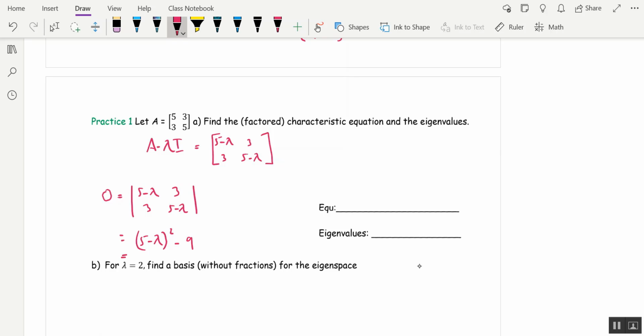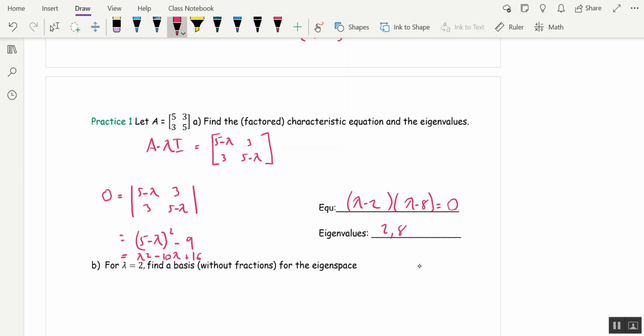Down here, 0 equals, so I still have the zeros on the left, lambda squared minus 10 lambda plus 25 minus 9 is plus 16. All right, so my equation equals 0, and I want to factor it. Not too hard. I think 2 and 8 would work. Lambda minus 2, lambda minus 8. So my eigenvalues are 2 and 8.